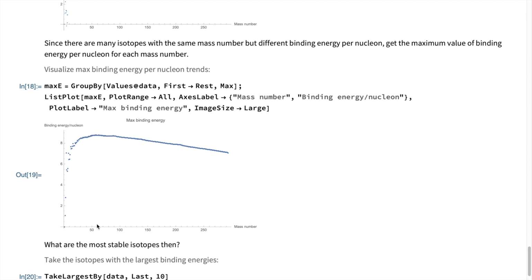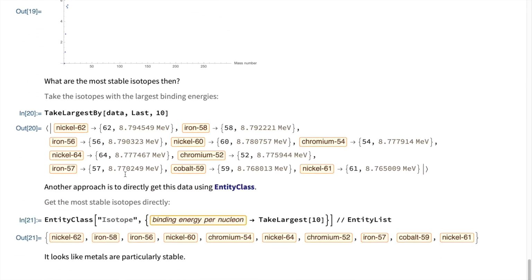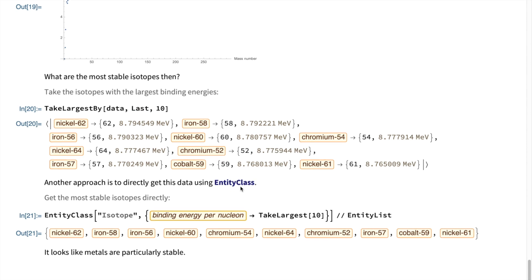I can now plot this using the listplot function again, and as you can see, we have a peak around mass number 60. Now I'll take the largest 10 values from my data by using the takeLargestBy function and indicating that I want the largest 10 binding energies per nucleon, which is the last element. I get this list of elements, which look like they're all metals with mass numbers around 60. I can also get the most stable isotopes directly using entity class by indicating that I want to take the largest 10 entities in terms of binding energy per nucleon. This gives me the same output.